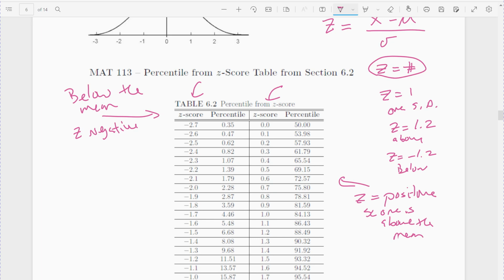One standard deviation means it's one unit above the mean, and we'll go over in a second how the table's read, but that's where the table is set up. And you must use this table for homework, quizzes, and tests.